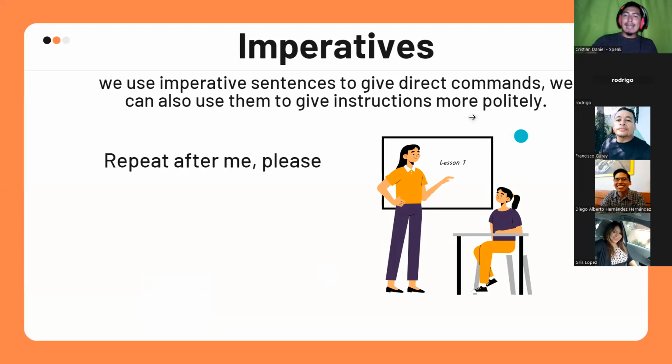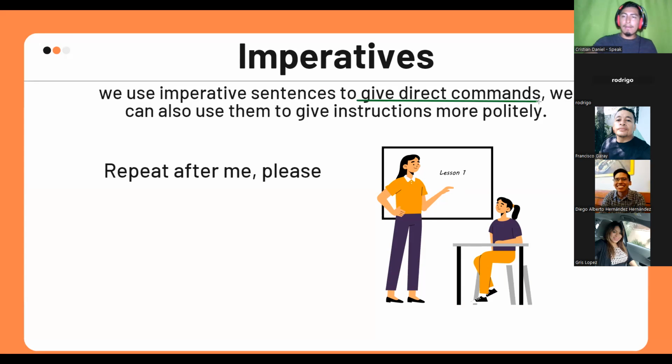Very good. As you can see, the use of imperatives is to give direct commands, okay? This is the first use that we can give it. Then we use it to give instructions more politely. In this case, everybody remember, we are talking about something that is direct and something that is to help you understand or to follow instructions. Look at the example. Repeat after me, please.